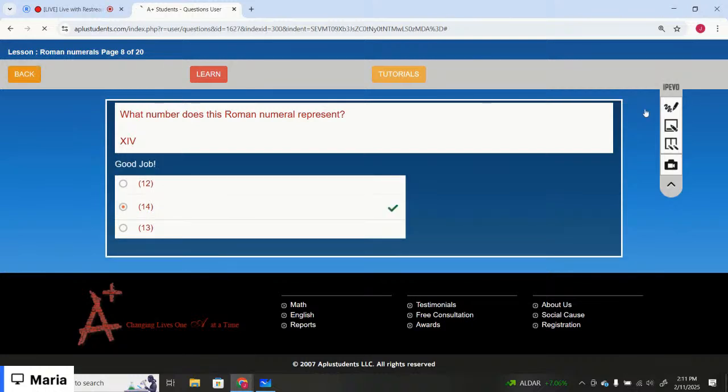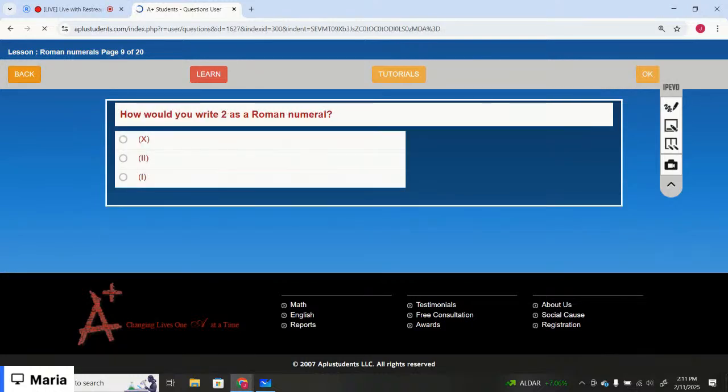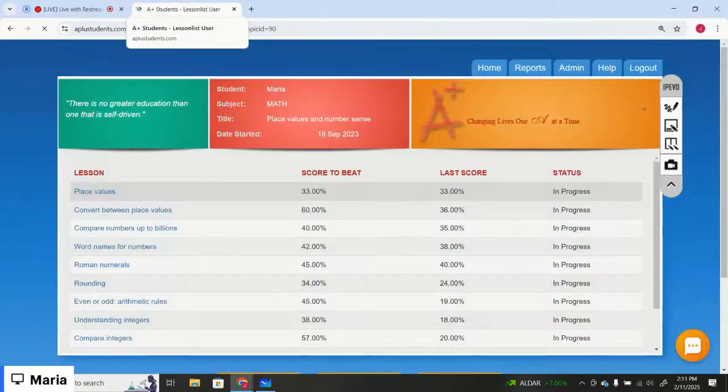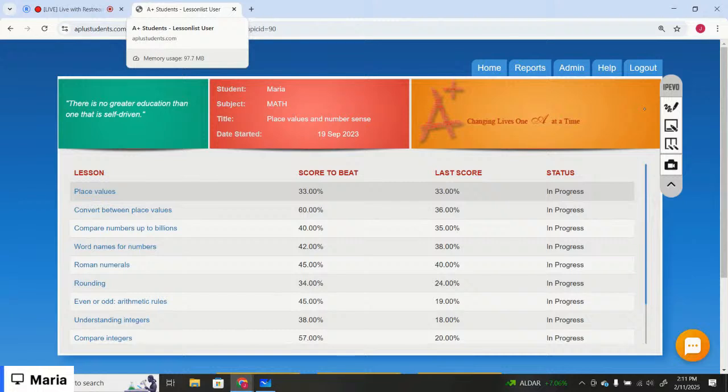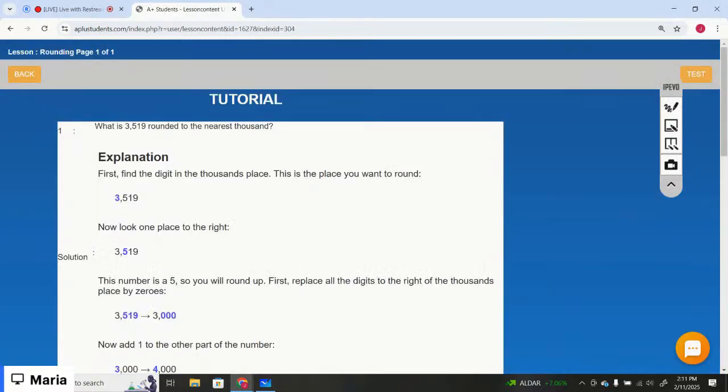Okay, you can complete the lesson by yourself later today. Let me just move on to the next lesson. The next lesson is rounding. Let's just start with the lesson.